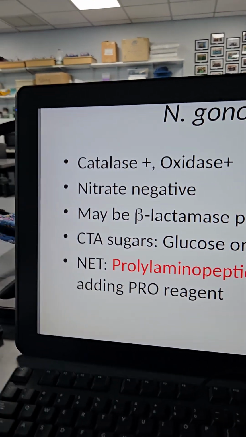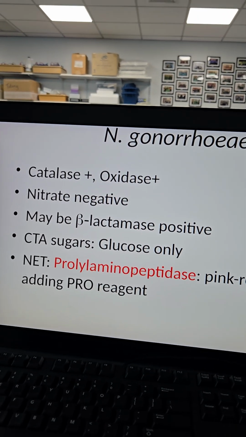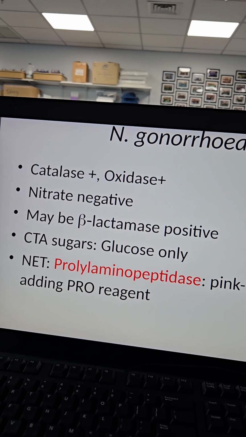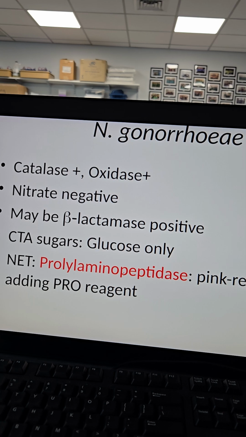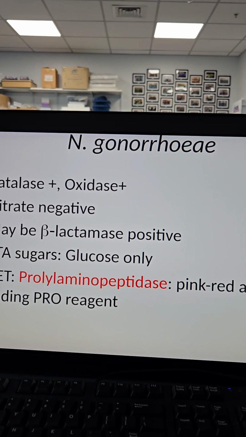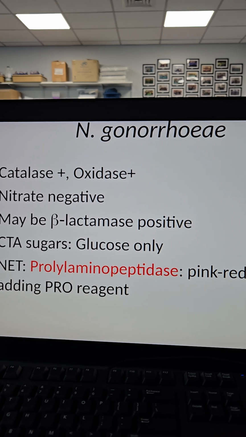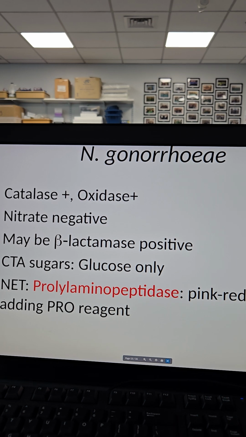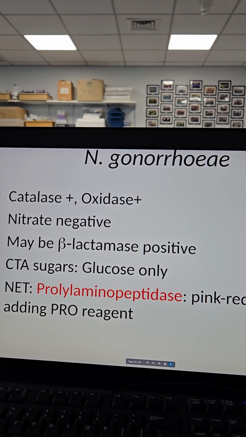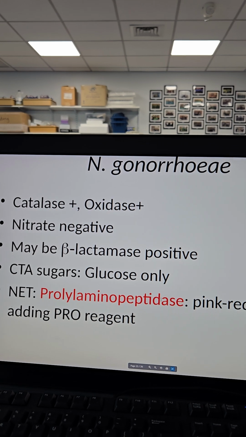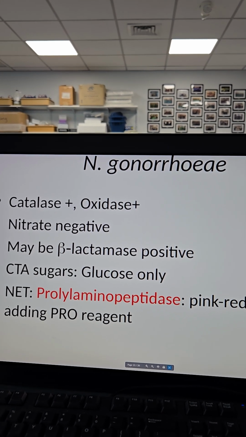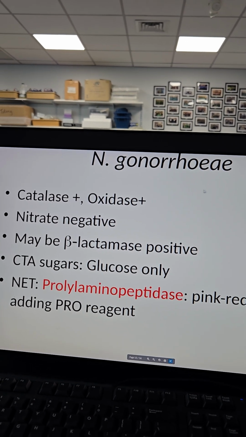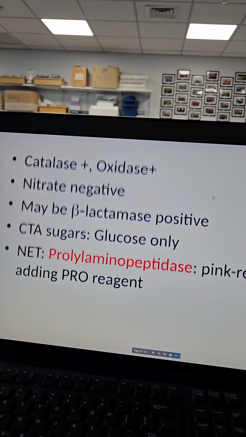What we're looking for is this prolyl aminopeptidase. The book has another longer version of the same thing. I can't remember what it is. Prolamino gamma, I don't know. But as long as you realize that prolyl peptidase is pro, which is, pros get gonorrhea. That's how I always remember that one. Turns red.